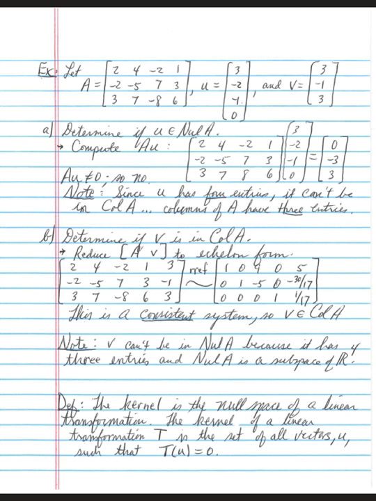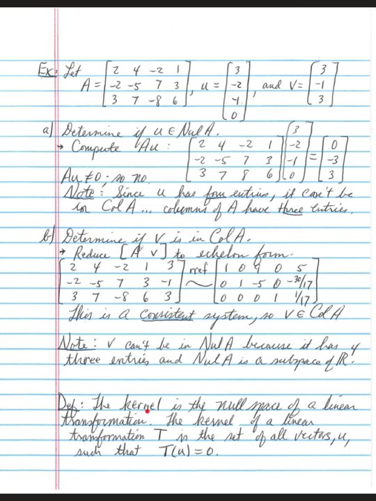Also note, v can't be in the null space of A because the rows have 4 entries and v only has 3. So you actually couldn't multiply A times v because v doesn't have a 4th entry. The null space of A is a subspace of R4 because you'd have to have a 4-entry vector to possibly multiply and get 0 for your answer.